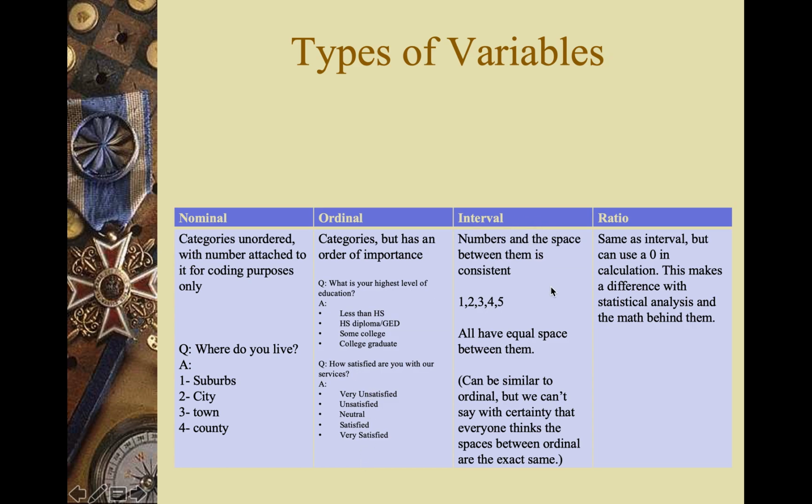And the reason is because there's a clear difference between a 1 and a 2 and a 3 and a 4 and a 5. There's not an extremely clear difference between very unsatisfied and unsatisfied. I mean, what does that mean? What's in between those two? That can be decided by the person, and we're not exactly sure. They don't have all equal space between them. So it can be similar to ordinal, interval can be, but we can't say with certainty because everyone thinks that spaces between ordinal are not the exact same.